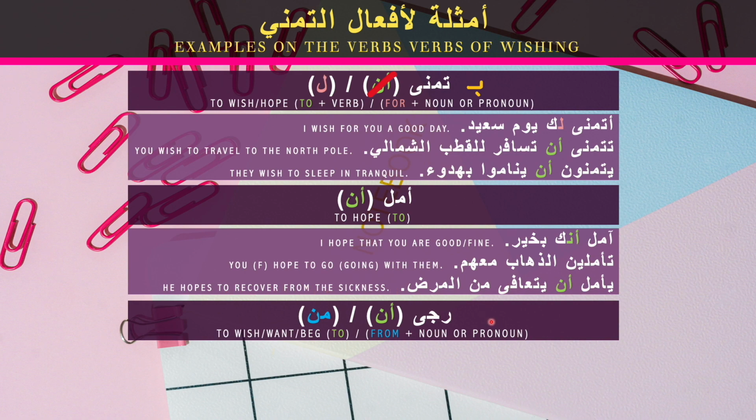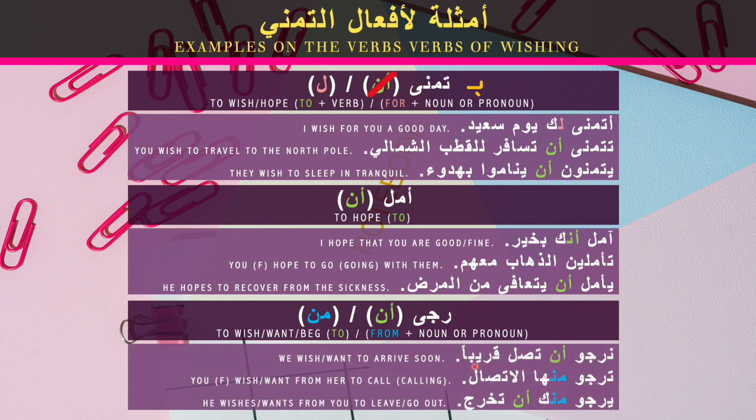The next verb, رجاء. نرجو أن تصل قريبا. We wish or we want you to arrive soon. ترجو منها الاتصال. You as a singular feminine wish or want from her to call. And again, here we are using the gerund of to call, which is calling, الاتصال. The last example, يرجو منك أن تخرج. He wishes or he wants from you to leave or to go out. Yeah, let's move to the next group.